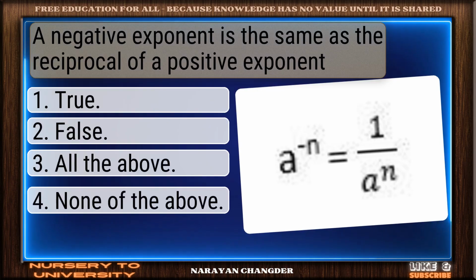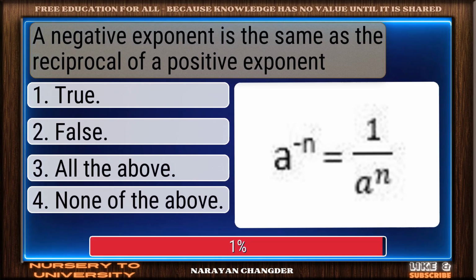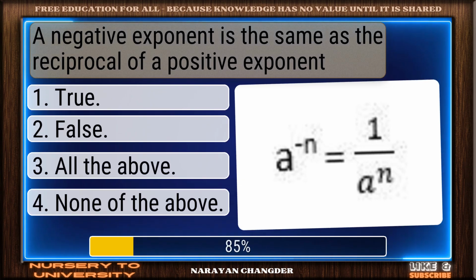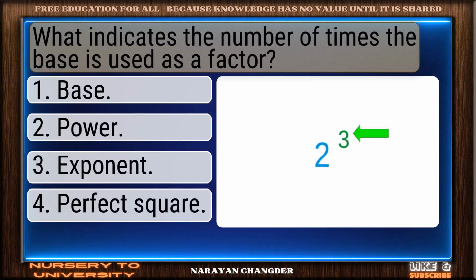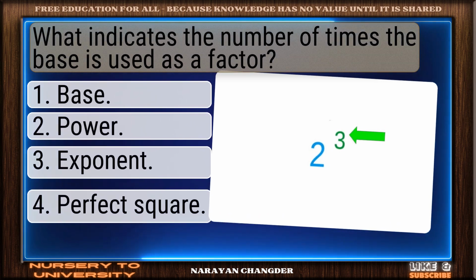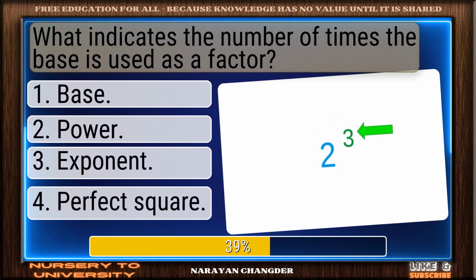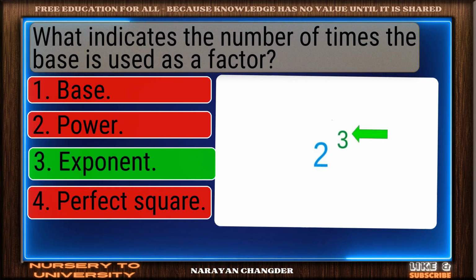A negative exponent is the same as the reciprocal of a positive exponent. Nicely done. True is a solid answer. What indicates the number of times the base is used as a factor? Valid point. Exponent is true.